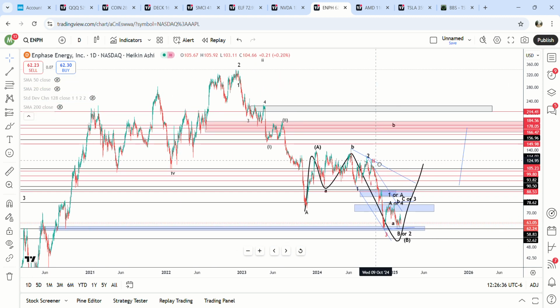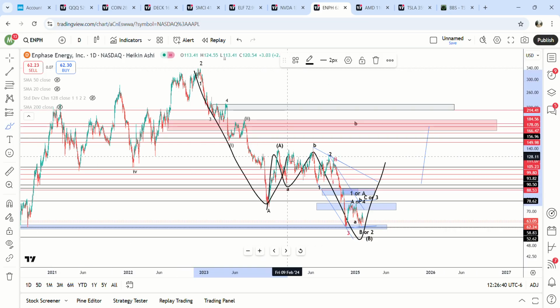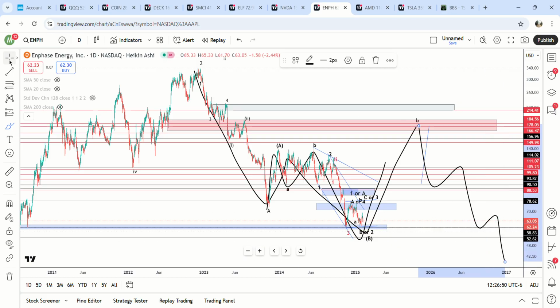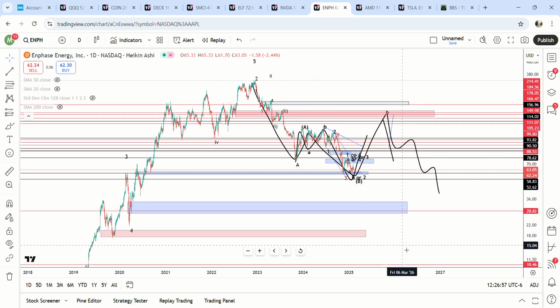And I still see this as a B wave though. So I still see this as A, B, C, B. And then I'd be looking for another move down here, probably going all the way down to these gaps. There's a gap at 28 bucks. So you can see where we're at in the overall scheme of things. We are not done correcting, but there should be a C wave up, and then that's where you're going to want to sell. So that's my thoughts on ENPH now.